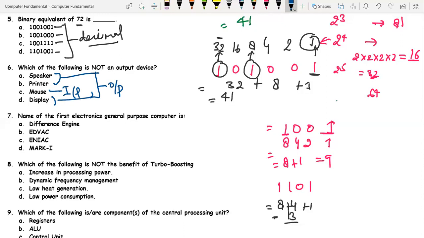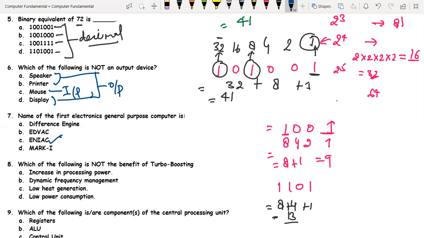Question number 7. Name of the first electronic general purpose computer is. I think that's the ENIAC. Yes, C option.